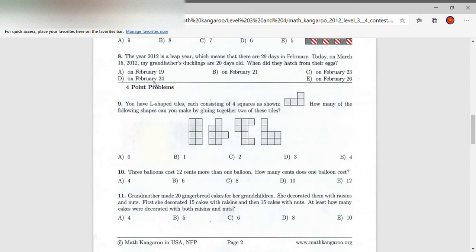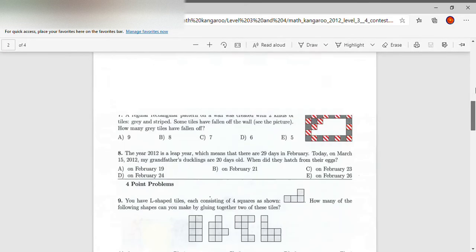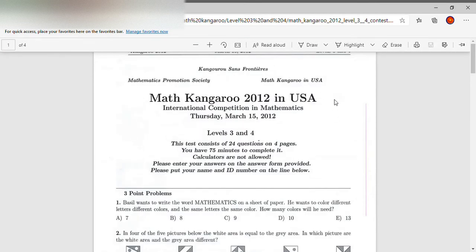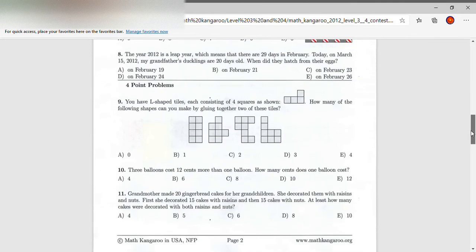For this video, I will be going over the 4-point problems for the Math Kangaroo 2012 test in the USA for levels 3 and 4. So let's get started with number 9.